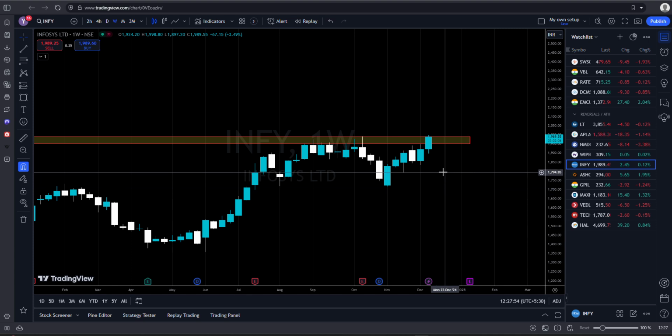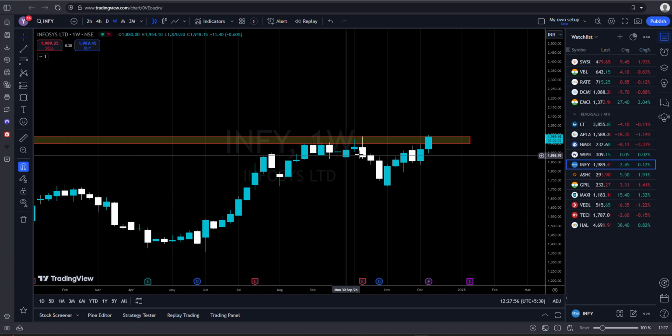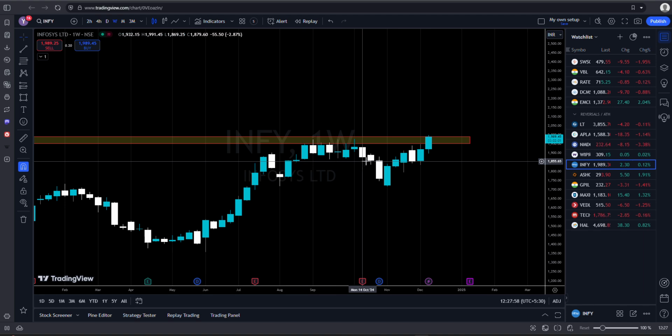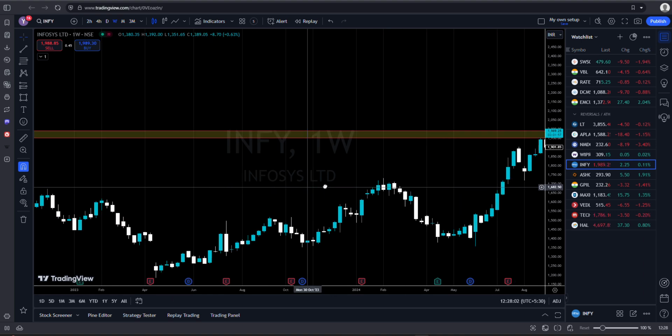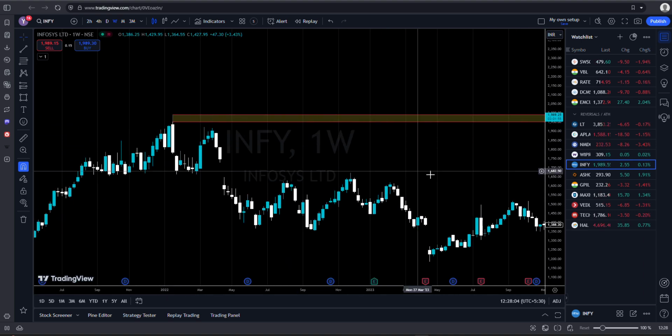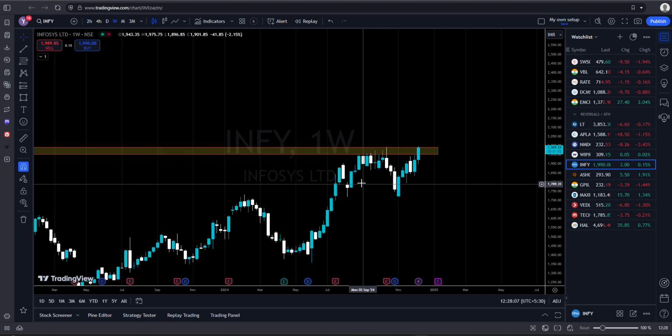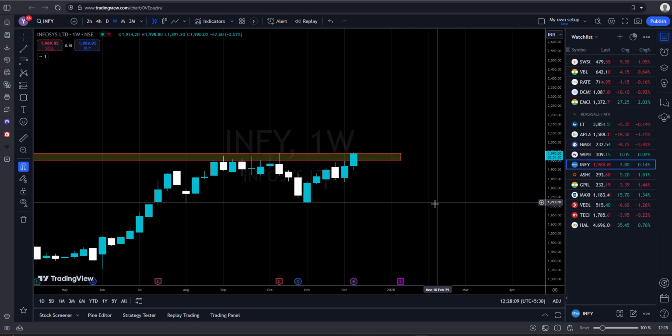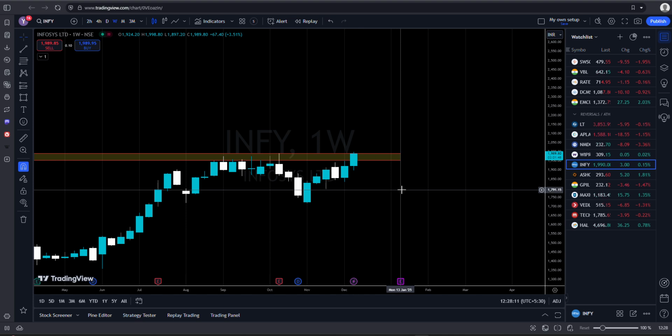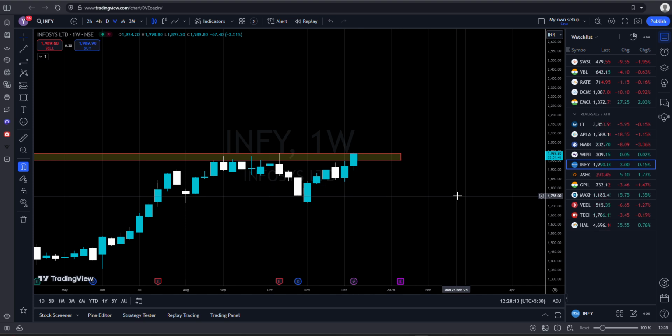Infosys, wow. So I can clearly see on the left side there are multiple times the nearest highs were made. Not only that, before that, on the left side there is also a recent high. So what I did, I drew a line above these levels. Once there is a weekly candle close above this level, I will buy the stock.